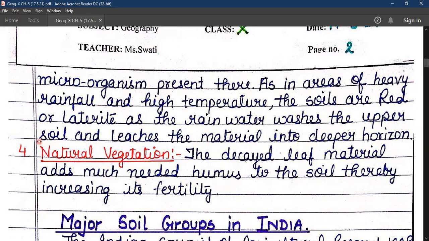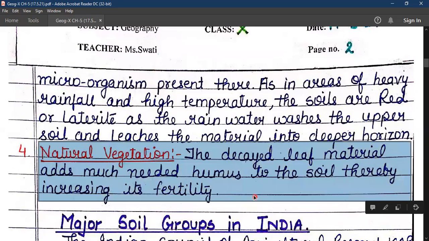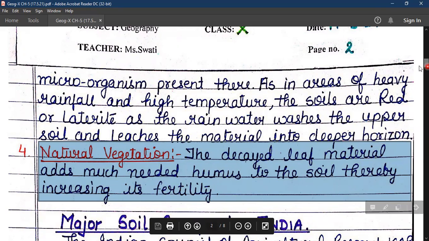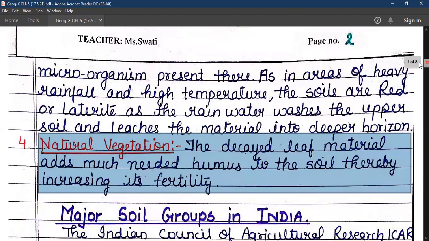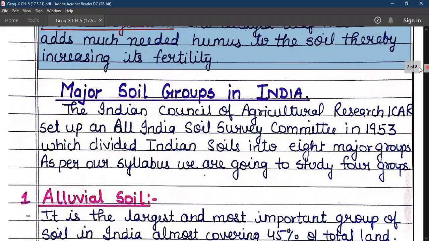Number 4, natural vegetation. The decayed leaf material adds much needed humus to the soil, thereby increasing its fertility. Children, these are the 4 factors that affect soil formation in India. Now we will discuss the major soil groups in India.